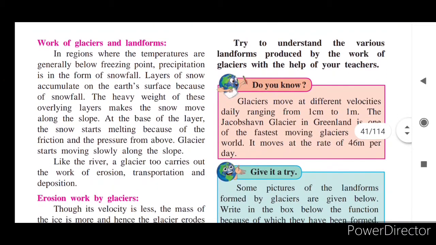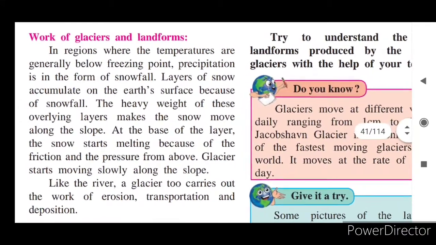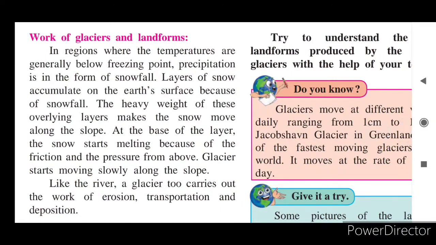Now we will study about the work of the glacier and landforms. Now the river's work is over. Now glacier. In regions where the temperature is generally below freezing point, means in the minus, precipitation is in the form of snowfall. Elsewhere we have precipitation in the form of rain, means water form, but there it is snowfall. Layers of snow accumulate on the earth's surface because of snowfall.